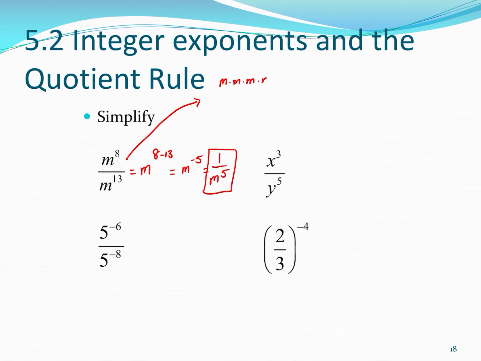So here's what I would suggest to you. When I look at the quotient rule, I approach it a little bit differently. I think about what's actually happening. So let me rewrite this up here so that if we take m to the 8th, it's literally m times m 8 times. And then on the bottom, m to the 13th is m times m times m 13 times.